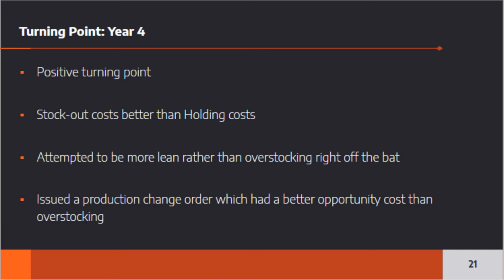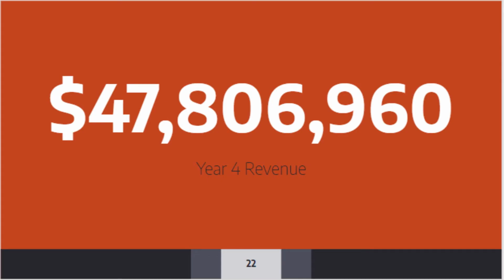We decided to issue a production change order earlier in the year to prepare for the decline in demand that would occur towards the end of the year, in an effort to eliminate holding costs of excess Model B phones to generate a retained profit. These efforts resulted in a profit of $47,806,960 in our fourth year.